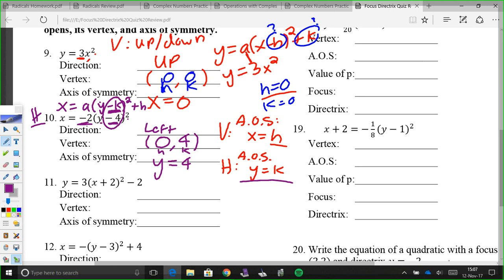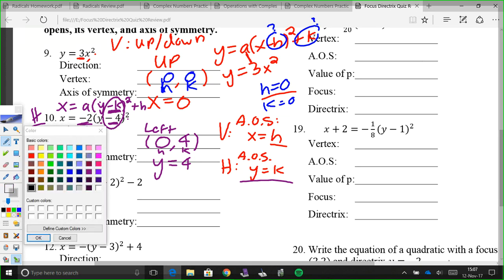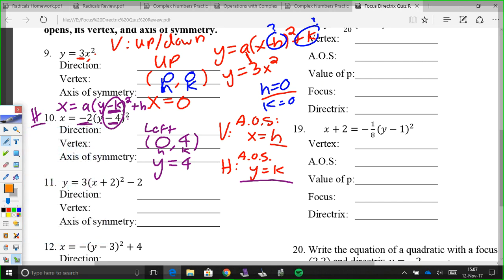Number 11. Again, somewhere in the notes, the equation. I've already written this down before. This is the equation that we have here. Alright, again, that's the vertex form for this parabola. It's vertical because it's the x being squared. So it's a vertical graph, meaning it opens up or down. The a value is a positive 3, so it opens up.